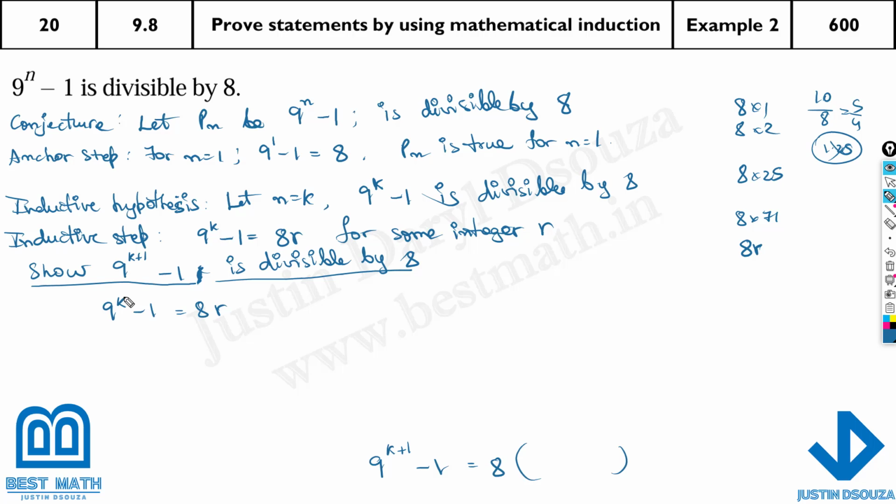Now then, 9^k - 1 is equal to 8r, and you need to have this k plus 1. So what I'll do is I'll take this minus 1 to the other side. It will be 9^k equals 8r + 1. Now how can I get k plus 1? I multiply both the sides by 9^1. So if I multiply here 9^1, let me write in the next step. 9 times 9^k. 9 times 9^1 means 9 itself.